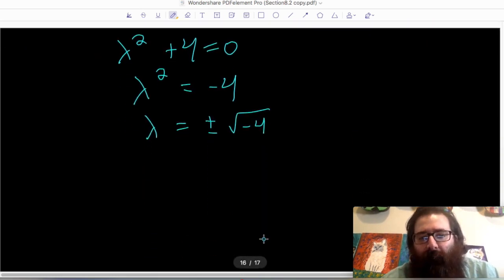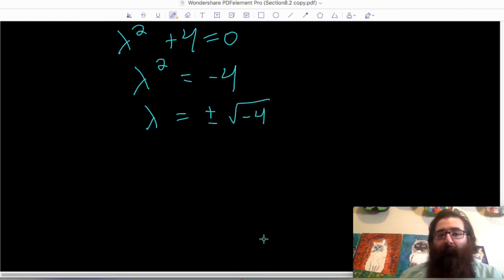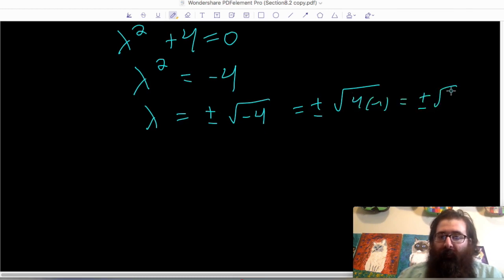And keep in mind from here we would use the product property of the radical. So we'd say, okay, that's plus or minus square root of 4 times negative 1, or that's plus or minus square root of 4 times square root of negative 1. But if you're comfortable with these already, you're probably saying, okay, that's plus or minus 2 times imaginary number i.